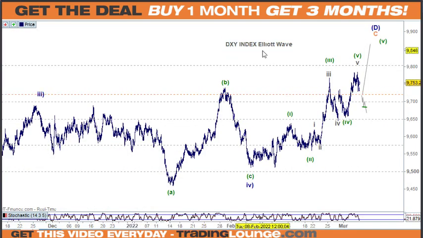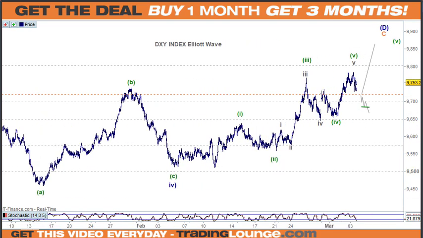For the US dollar index here, we're looking at wave 3 here, an A and a B and a C for wave 4, and then 1 and 2, and essentially 1, 2, 3, 4 and 5 here for the third wave. We can have a possible top in here. We've been toying with that today. It looks like it wants to push up further.